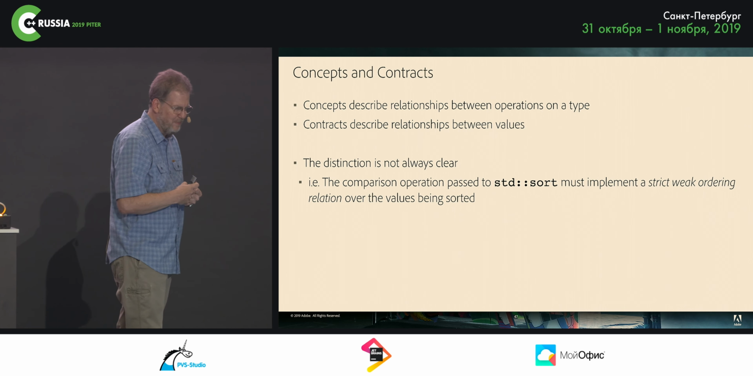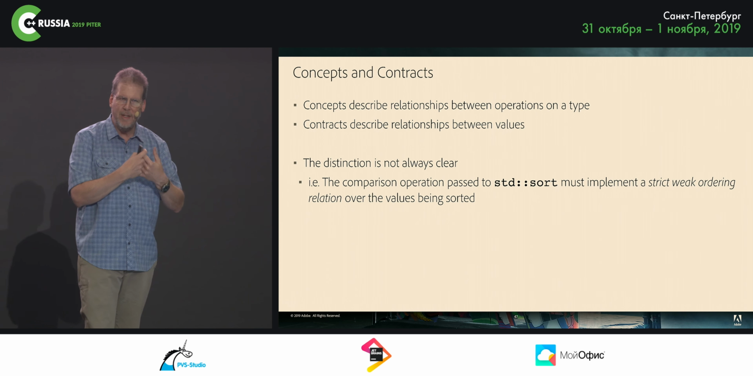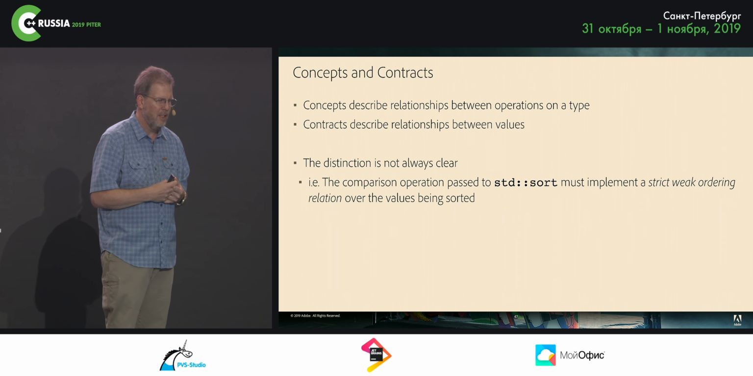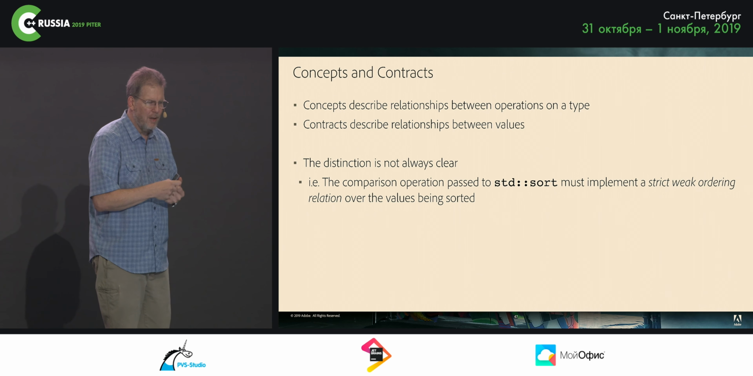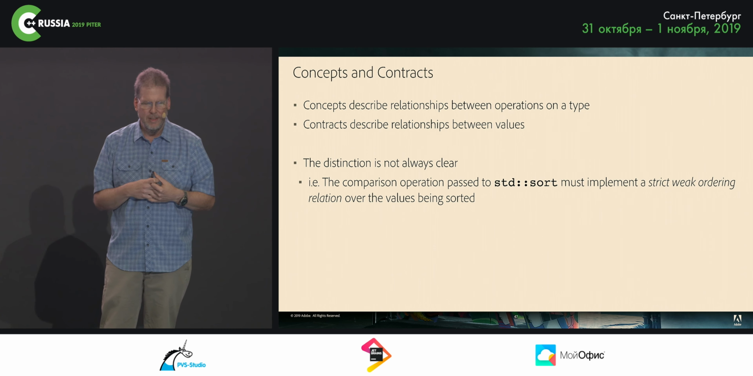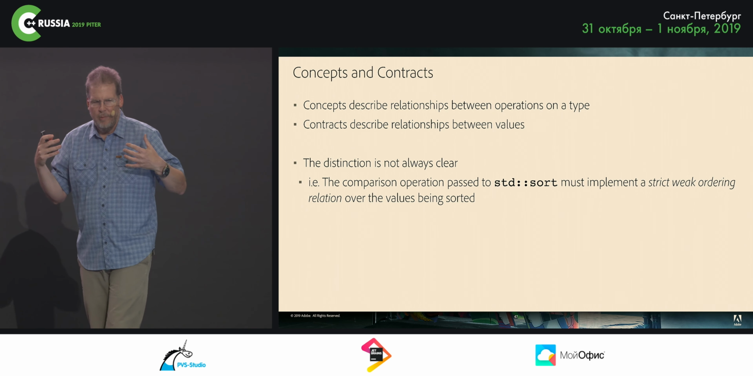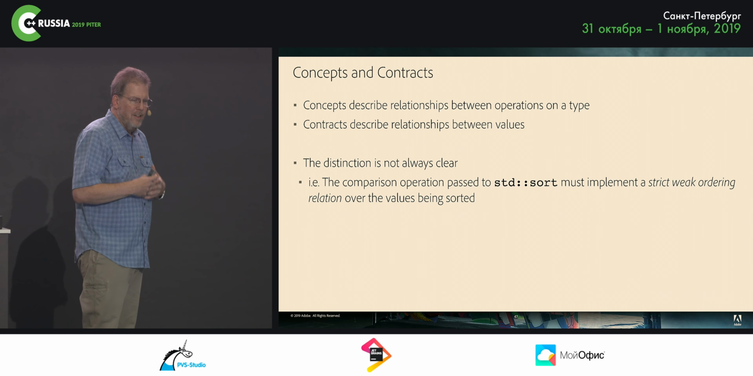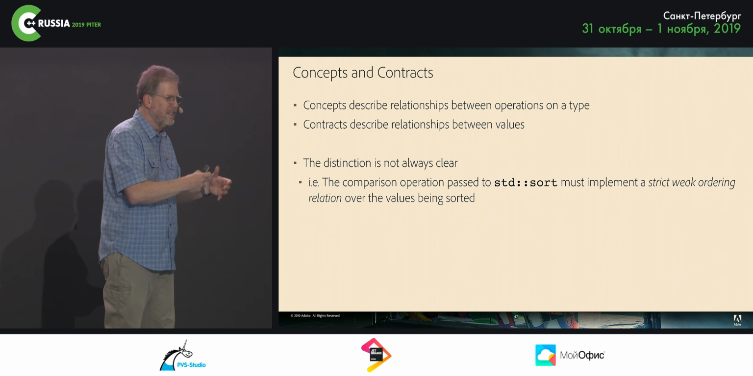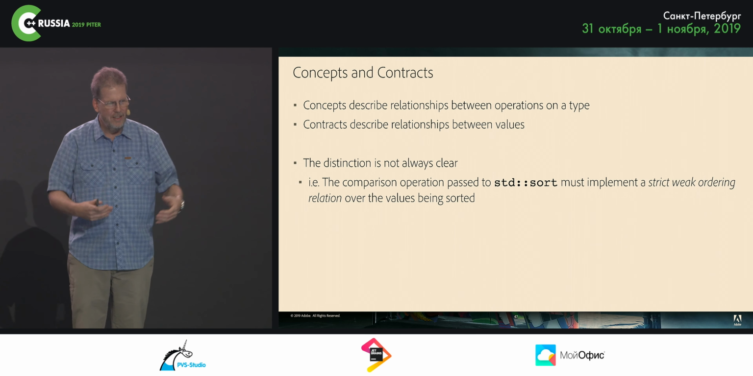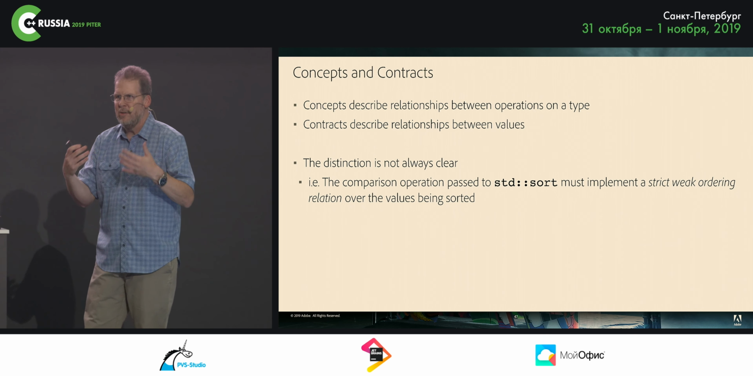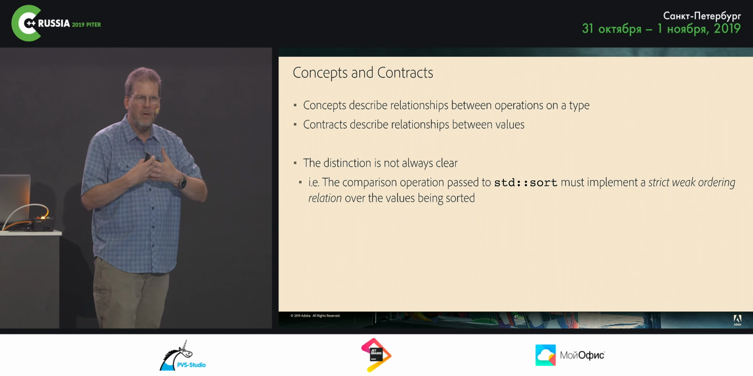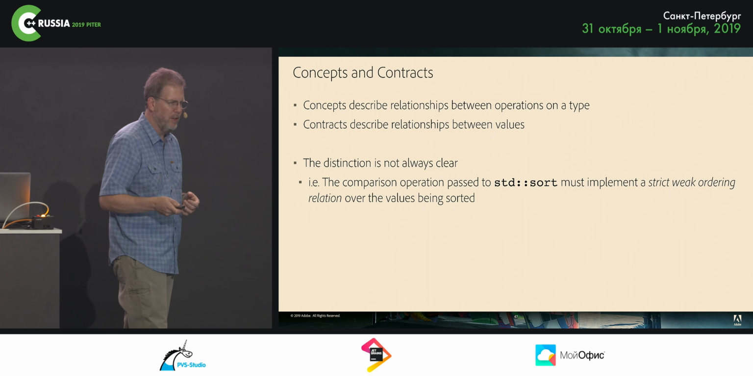Concepts and contracts. Concepts are describing relationships between operations, and contracts describe relationships between values. But the distinction isn't always clear when you're programming. The comparison operation passed to std::sort must implement a strict weak ordering relation over the values being sorted. Right? So the strict weak ordering relation is a set of axioms, a concept. But "over the values being sorted" is a precondition, is a predicate. So it isn't always clear when you're developing where the line is between one and the other.